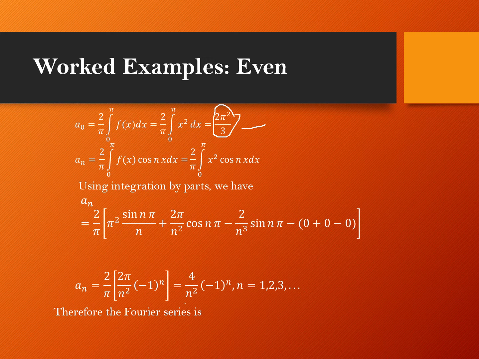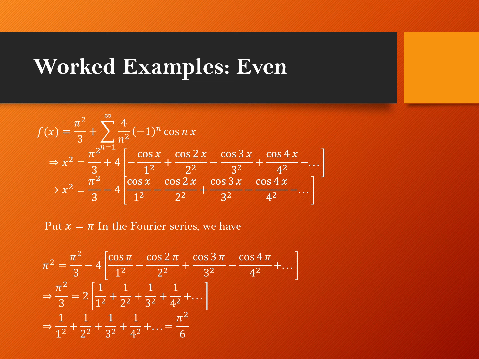Similarly, now we are going to calculate the an, and an is equal to 4 upon n square times minus 1 to the power n, for n equal to 1, 2, 3 and 4. If n is even, then the term is positive. If n is odd, then the an is negative. Now substituting the values of a naught and an in the Fourier series and expanding it, we get x square is equal to pi square by 3 minus 4 times cos x upon 1 square, cos 2x upon 2 square, cos 3x upon 3 square, with alternating negative and positive signs.